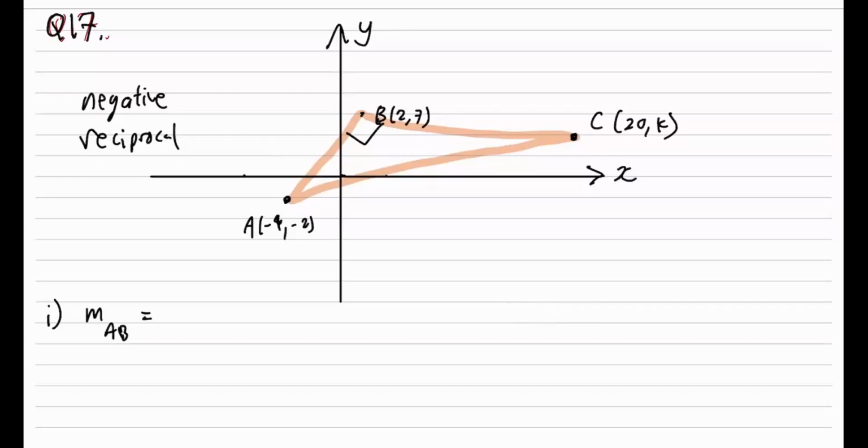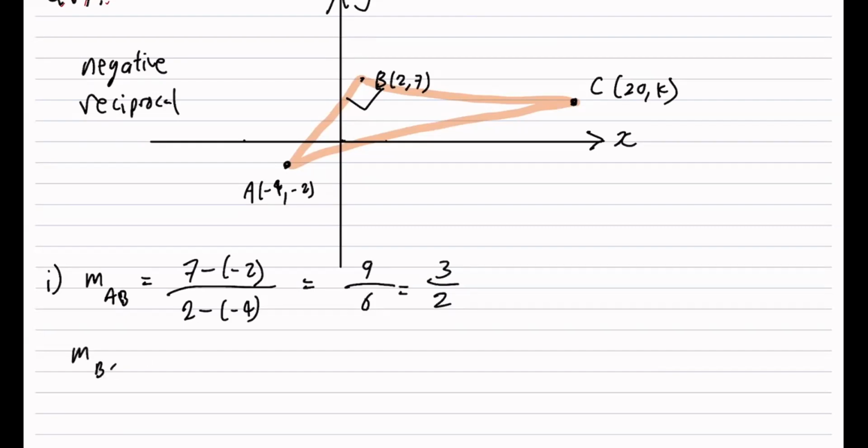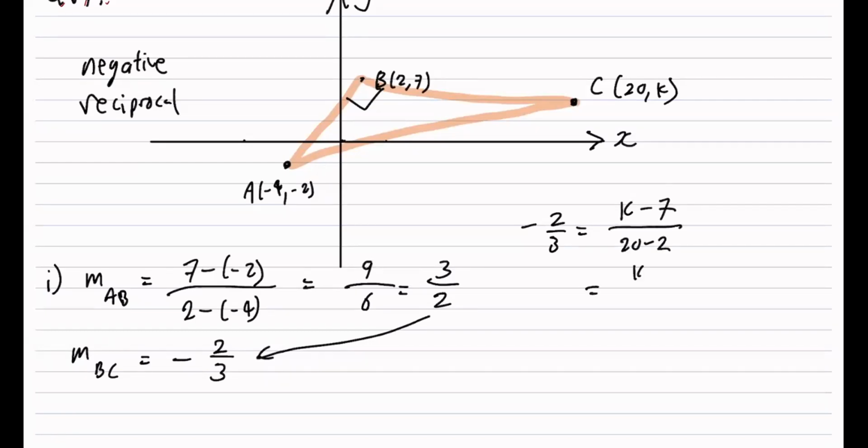Okay, let's just do it. So you got the idea already. Very good. So just 7 minus -2 over 2 minus -4. Then you get 9 over 6, which is 3 over 2. Okay, then therefore m of BC must be the negative reciprocal, so -2 over 3. Right? Clear so far? Then gradient of BC, -2 over 3, must equal, using the gradient formula, k minus 7 over 20 minus 2. This becomes k minus 7 over 18.